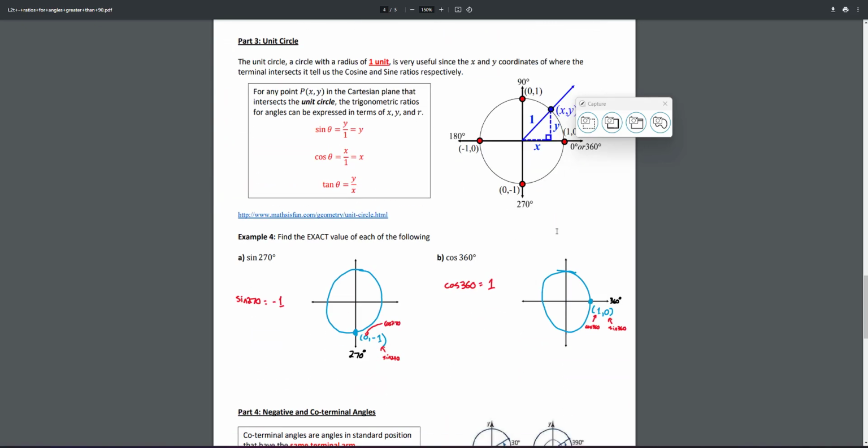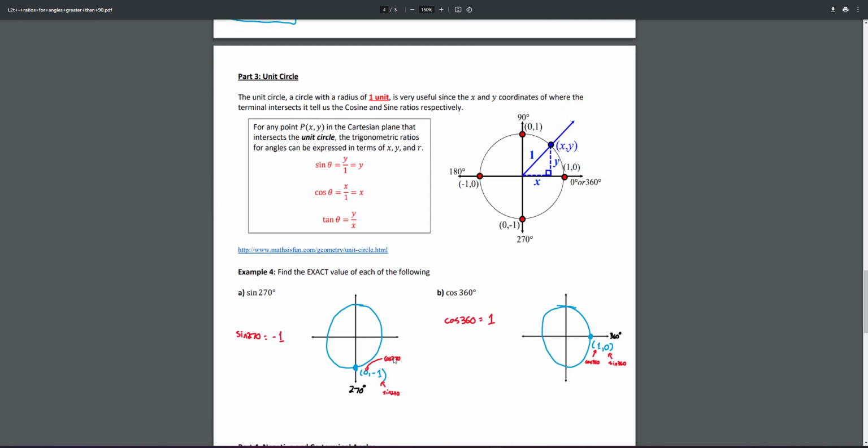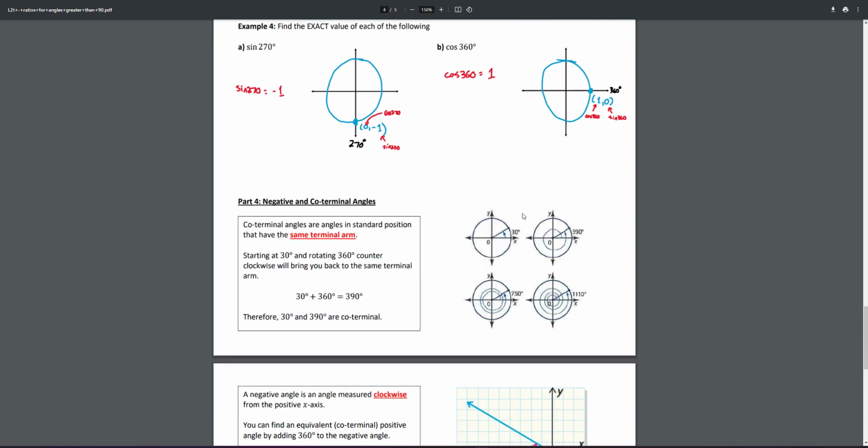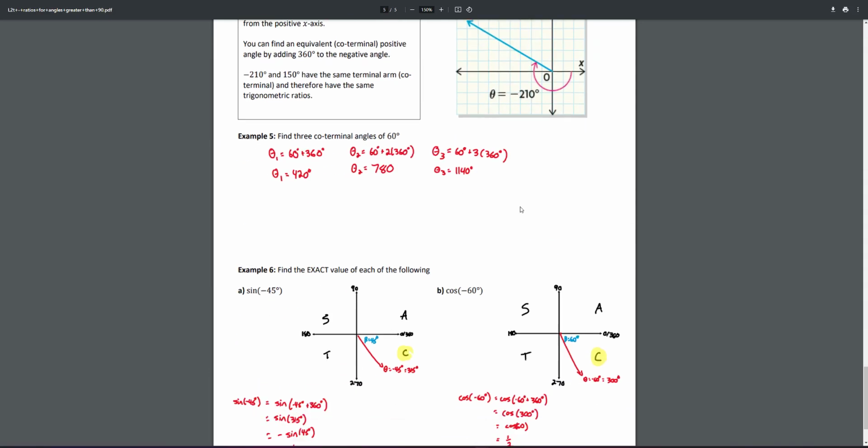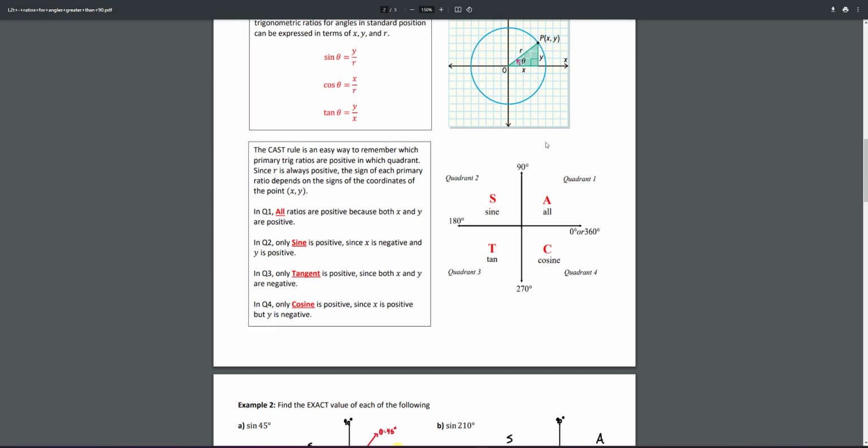And here, let's take a look at the solutions. So here we go. Sine of 270 is negative 1, cos of 360 is equal to 1. Very straightforward unit circle. And we went over the rest, so I'm going to move on to the next lesson now.